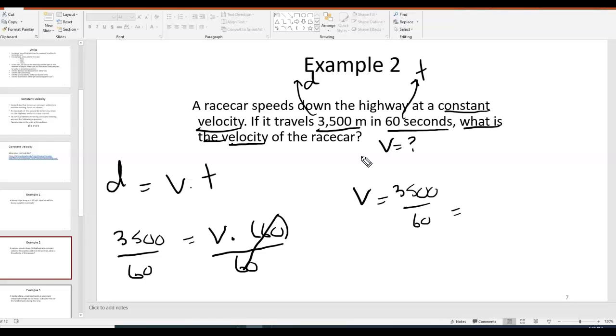And then I take my calculator, and I get 58.3, and the unit for that is meters per second. Now, if you actually type it into the calculator, you get 58.333333. You typically only need 1 or 2 decimal places.